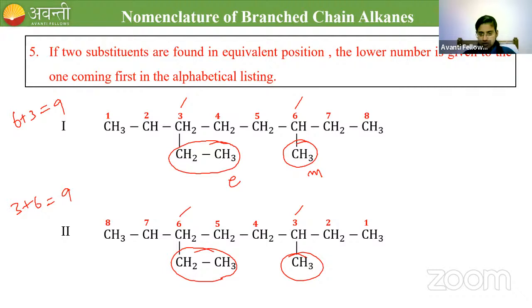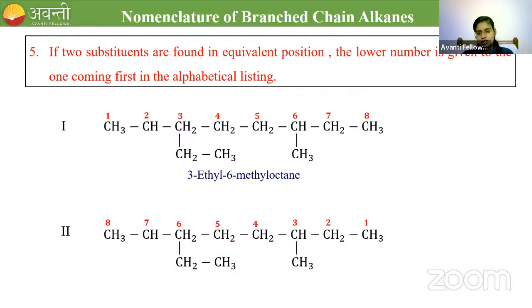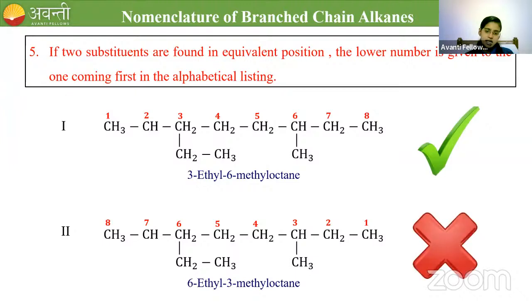Case 1. So the name of the compound is 3-ethyl 6-methyl octane. And what is the name of the second compound? It is 6-ethyl 3-methyl octane. That is incorrect. The first compound name is correct and the second one is incorrect.